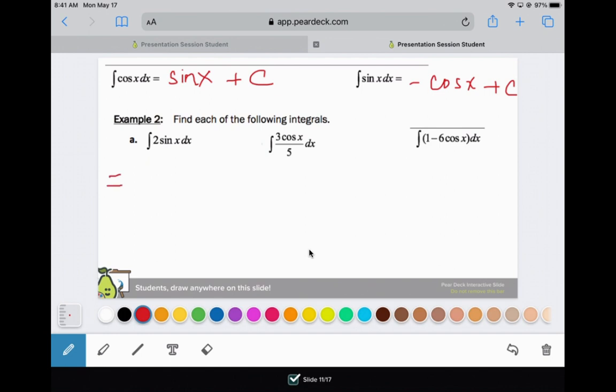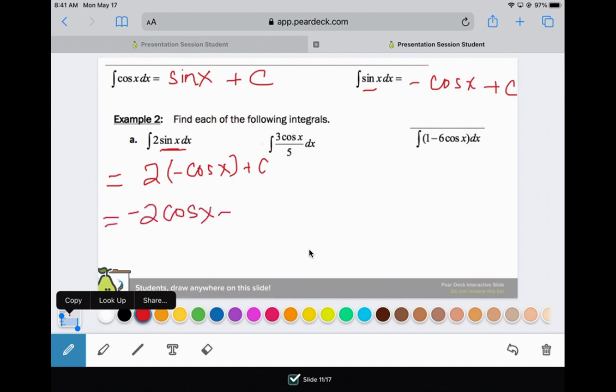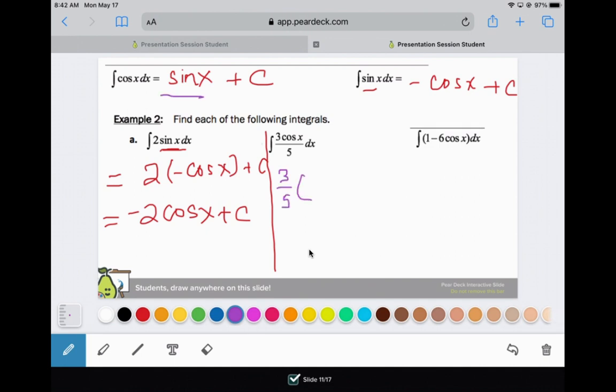So when you do this, think about sine. The 2, I'm not going to worry about the 2. I will rewrite that. So the antiderivative of sine is negative cosine. So negative cosine. Don't forget the plus c. So negative 2 cosine plus c. For here, the 3 over 5 is just a coefficient. The antiderivative of cosine is just sine plus c.